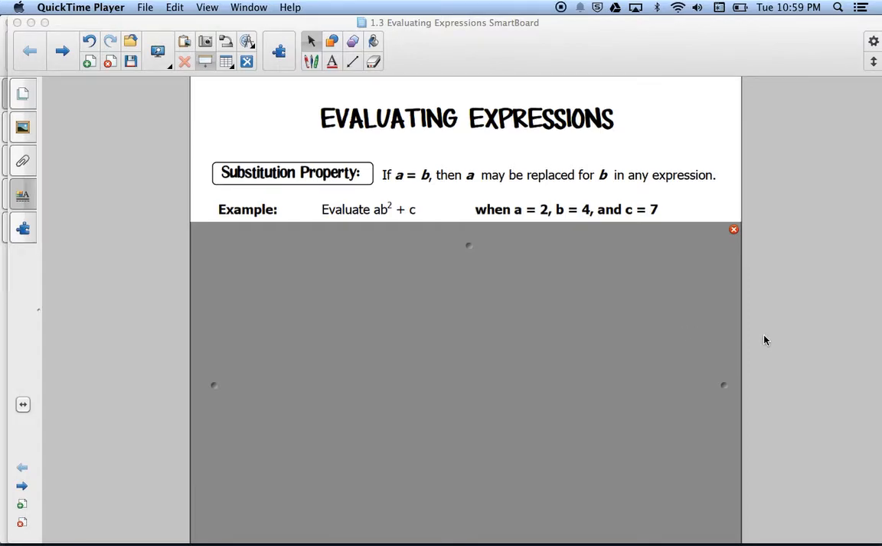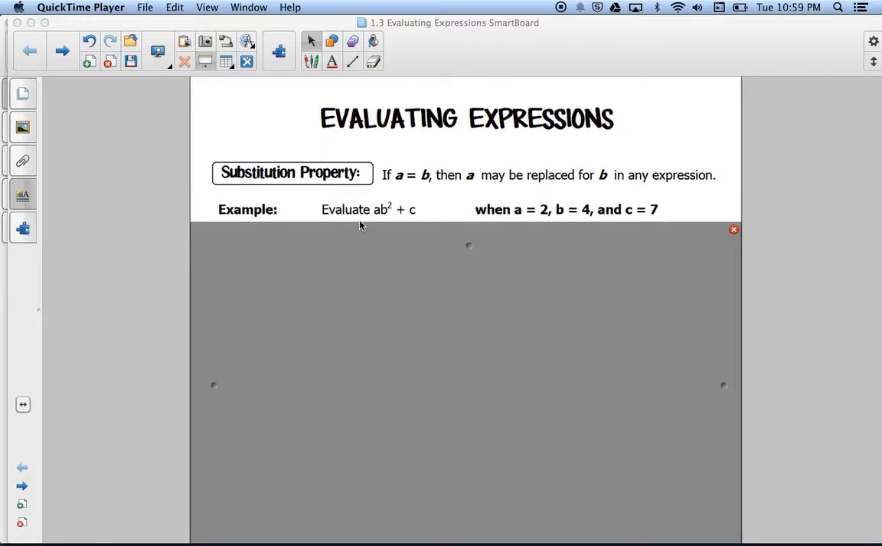This lesson is about evaluating expressions. This relies on our knowledge of the substitution property, which says if A equals B, then A may be replaced by B in any expression. Let's look at how this works with an example.